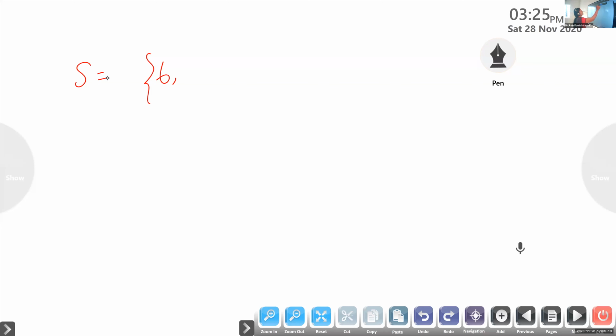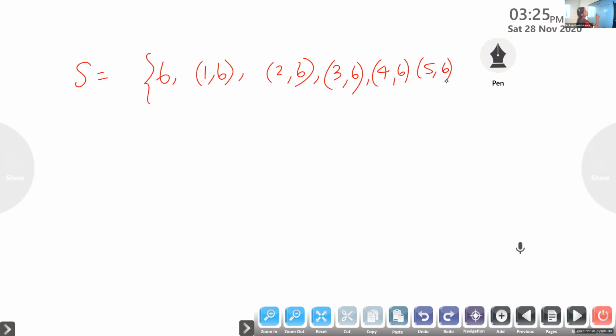If not, suppose I am not getting 6. If I am not getting 6, it means I'll be getting 1, or I may get 2, 3, 4 or 5. So the next possibility is after 1 I may get 6, or after 2 I'll get 6, after 3 I'll get 6. In the second case, I will be getting 6 in the second chance. After 5 we'll be getting 6. Okay, this is the first case.